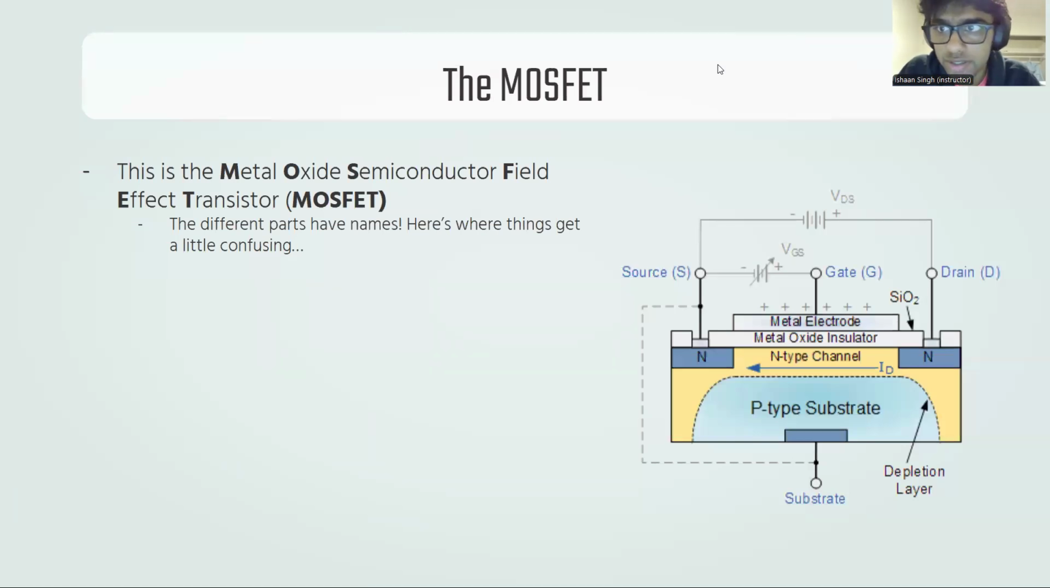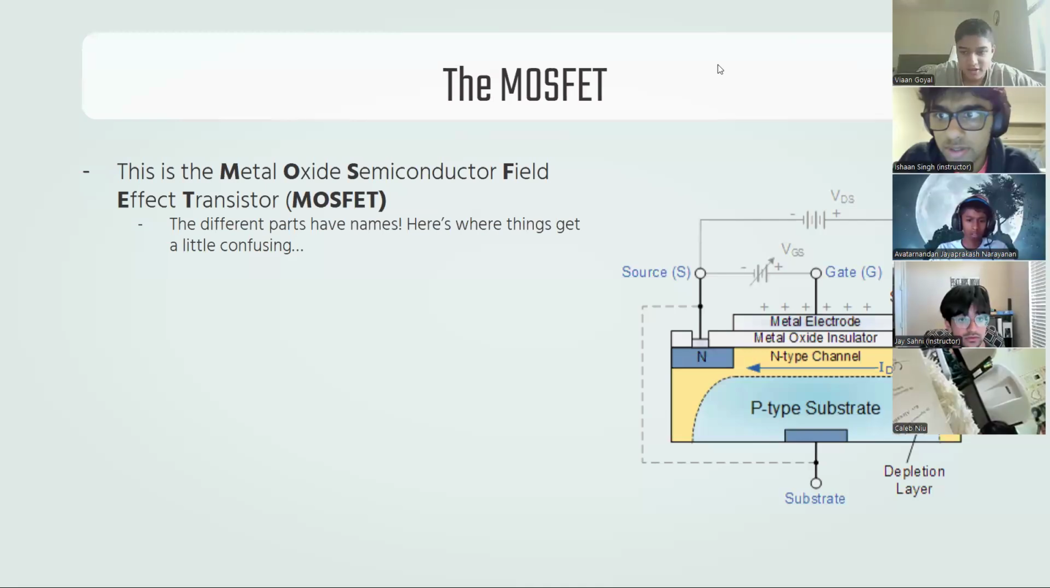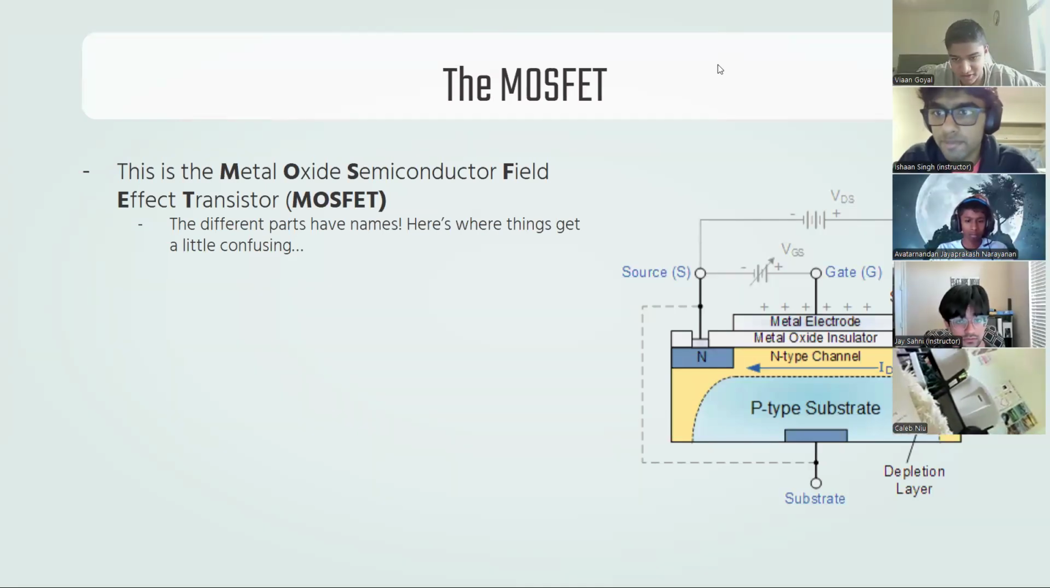Vian, you raised your hand. Yeah, okay. So in the other one, the last question, why did we have to put the insulator?